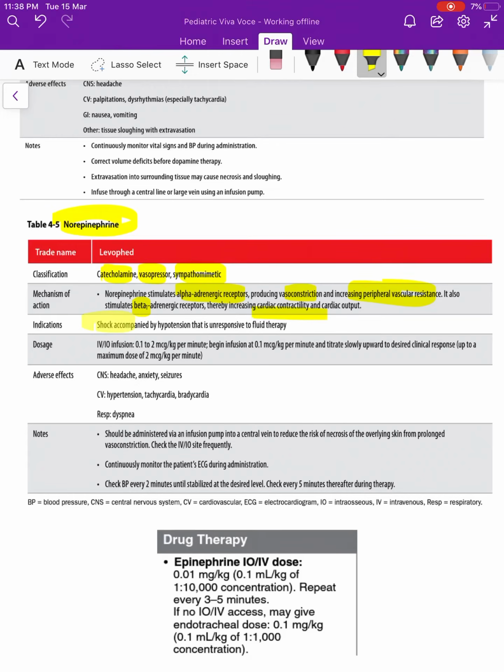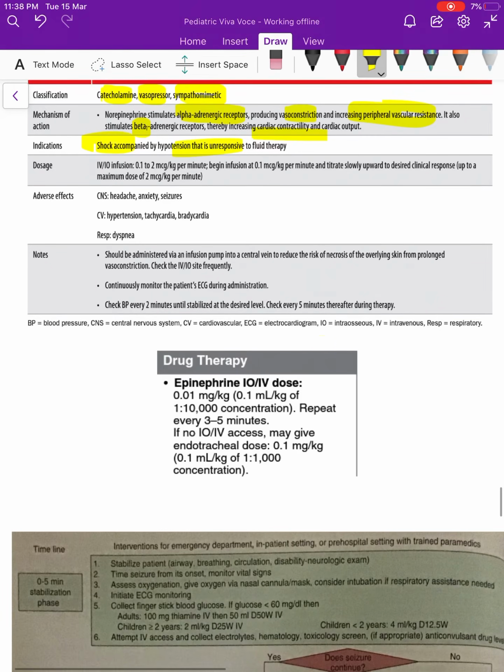This is also the drug that is used in shock accompanied by hypotension. Usually in case of warm shock we use norepinephrine, and in cold shock we use epinephrine. Fine. Next, what is the drug therapy in case of cardiac arrest? What is the dosage of epinephrine used?